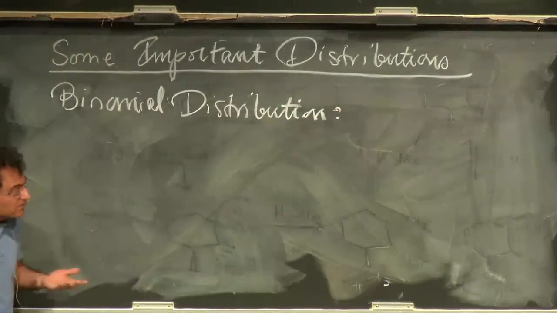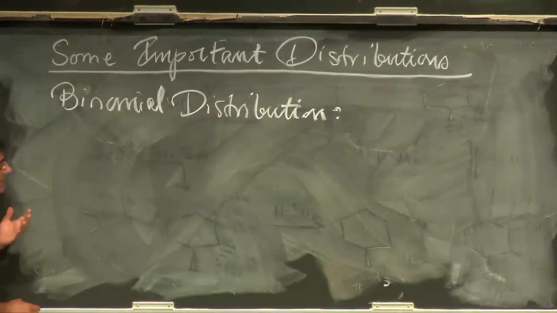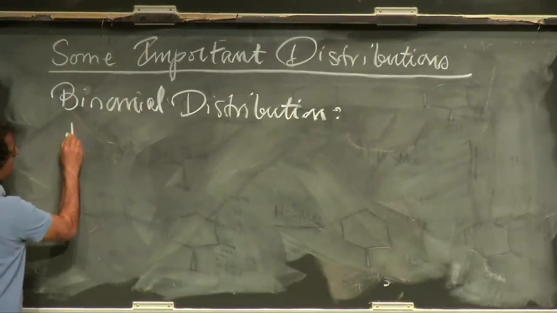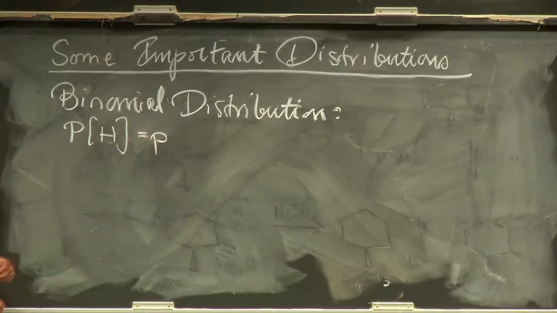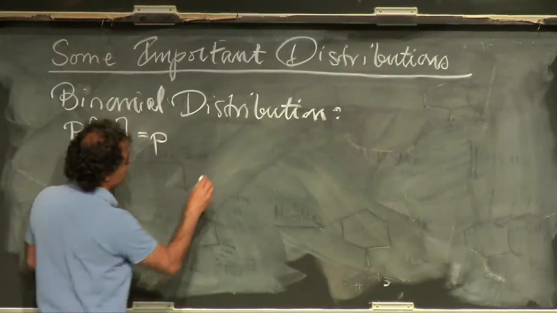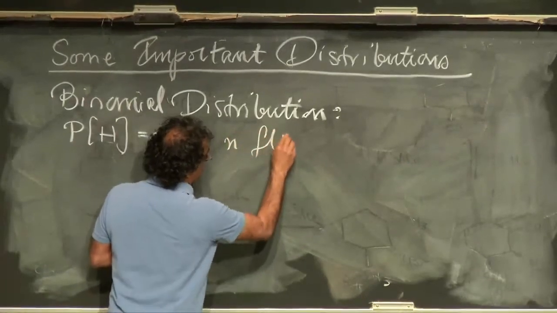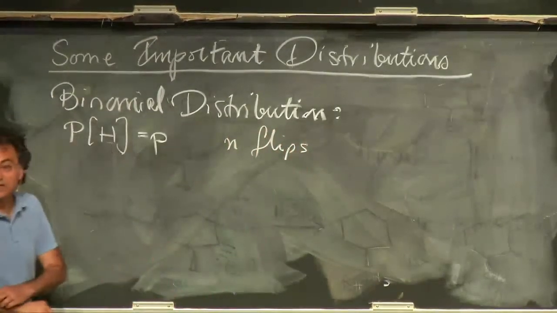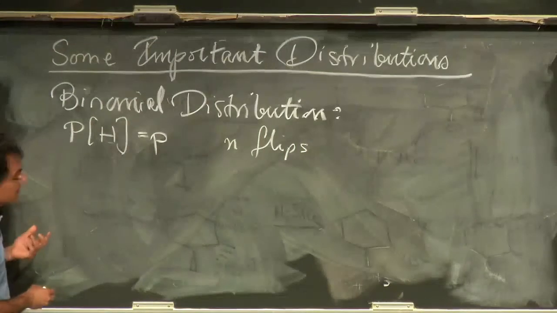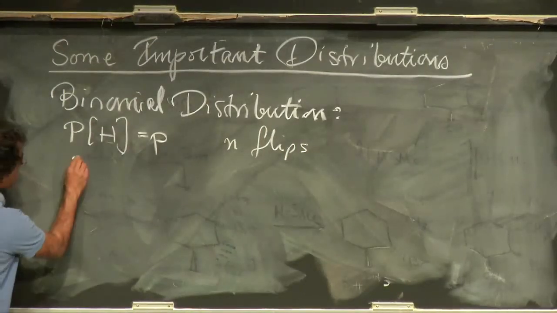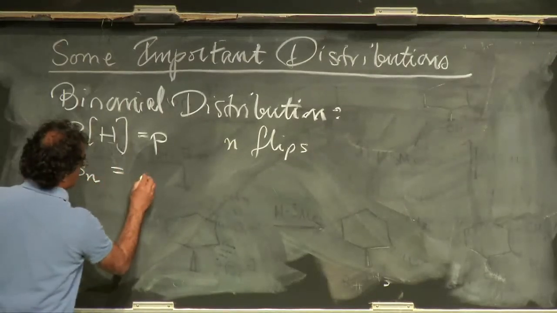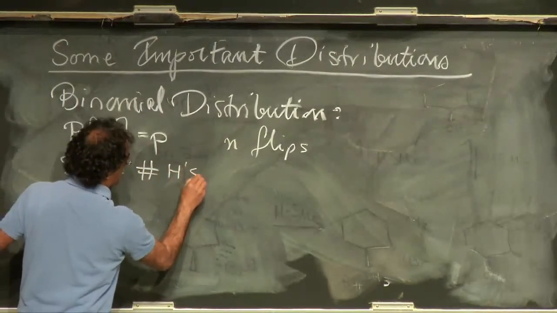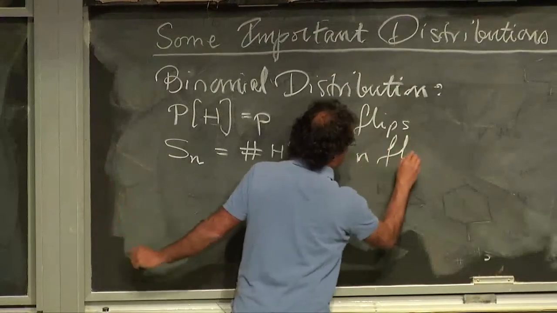What's the binomial distribution? There's an experiment underlying it, which is we have a biased coin with probability of heads equal to p, and we flip this coin n times. What we are interested in is a random variable, which we may as well give the correct name today, which is S sub n, the number of heads in n flips.